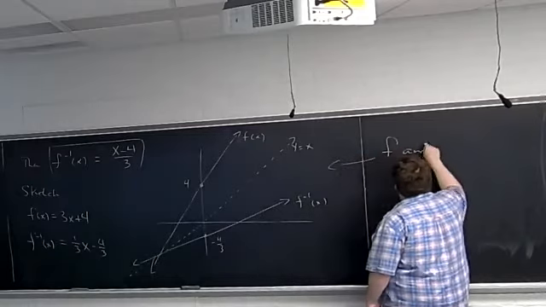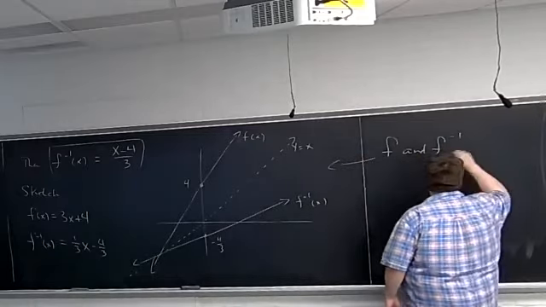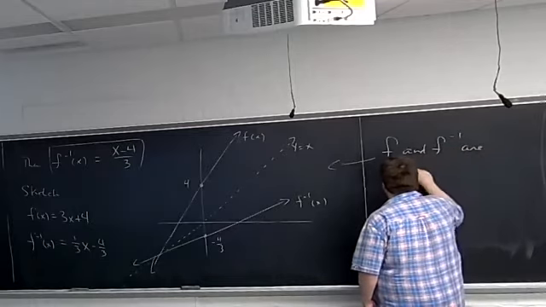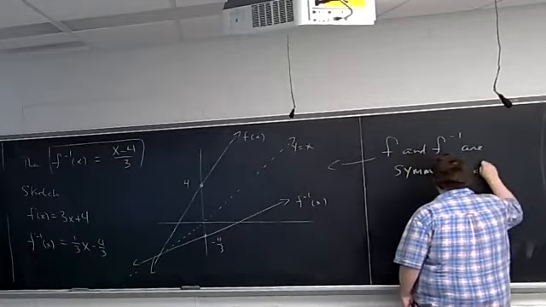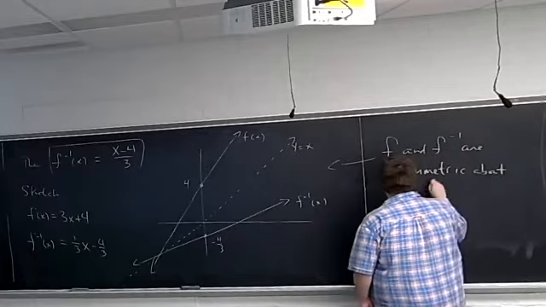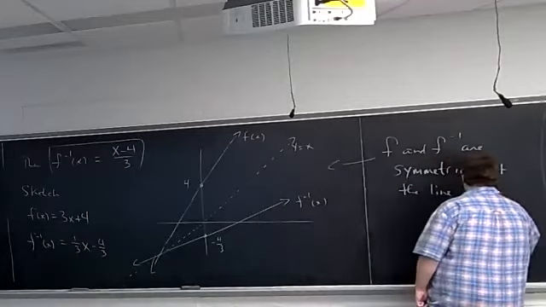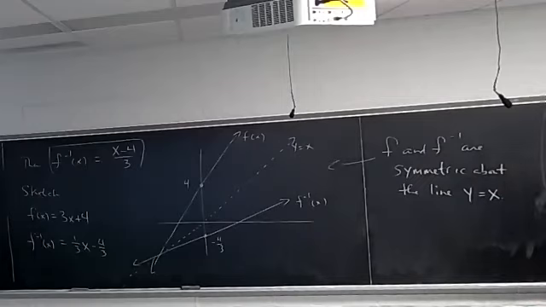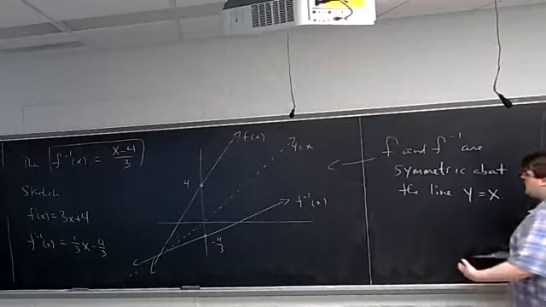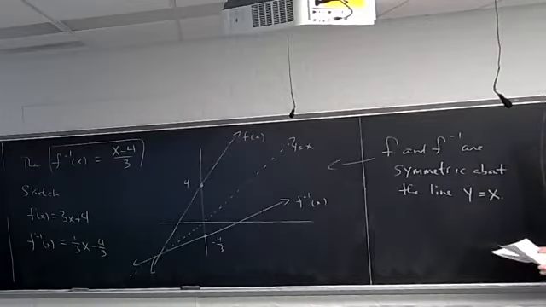F and f inverse are symmetric about the line y equals x. And the relation for f inverse, that composition relation, can be used to actually show this. This is a geometric interpretation of the composition relation. Any questions about that?